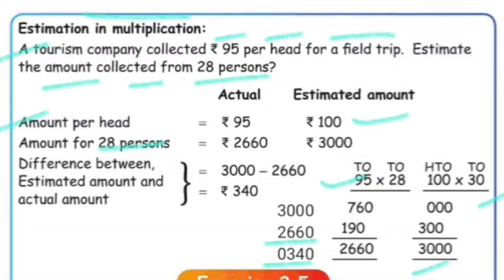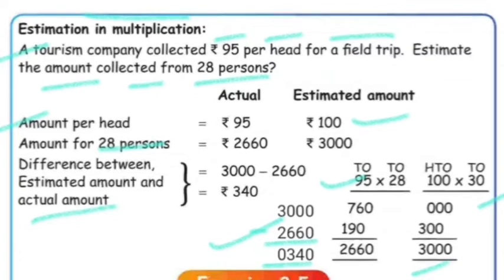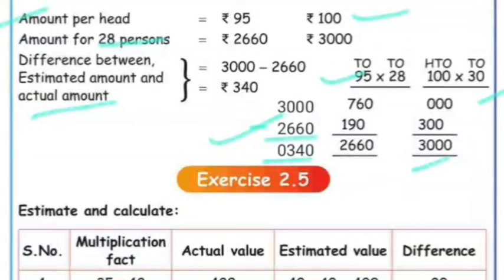Now we have to find the difference between the estimated amount and the actual amount. So 3000 is the estimated amount. Our actual amount is 2660. We have to subtract. If we subtract, we get the answer 340. In this way you have to do multiplication.